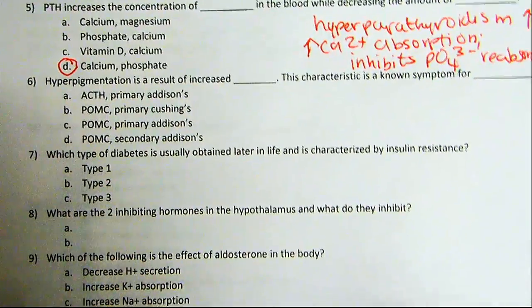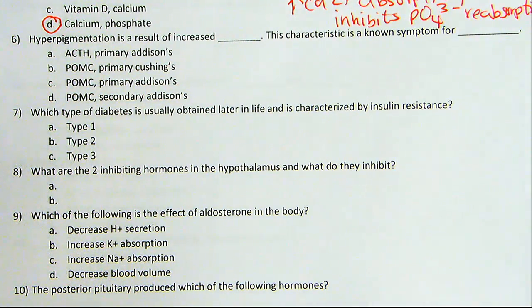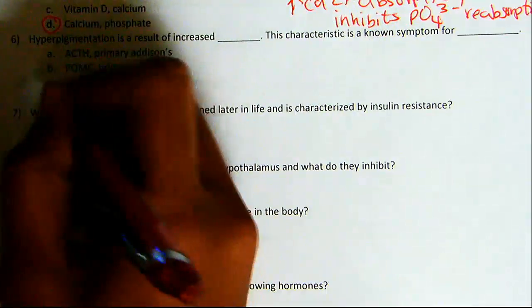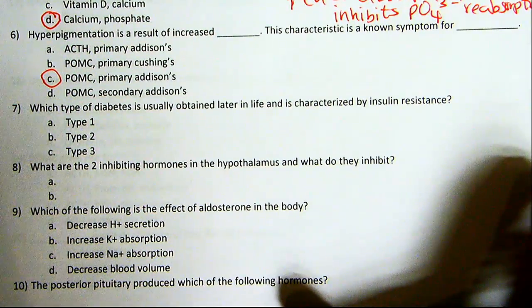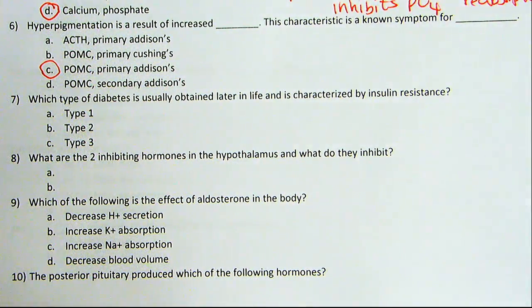Number 6. Hyperpigmentation is a result of increased blank. This characteristic is a known symptom for what? POMC is a precursor for what other hormones? There's 3 of them.